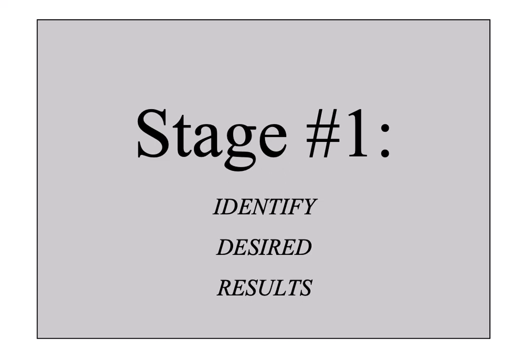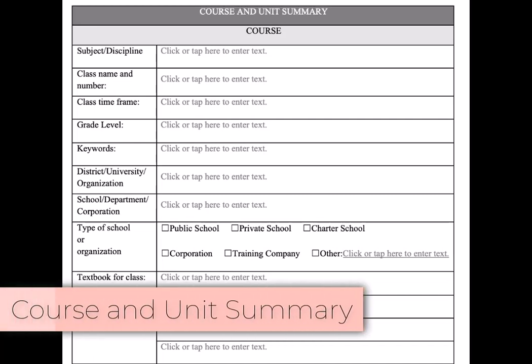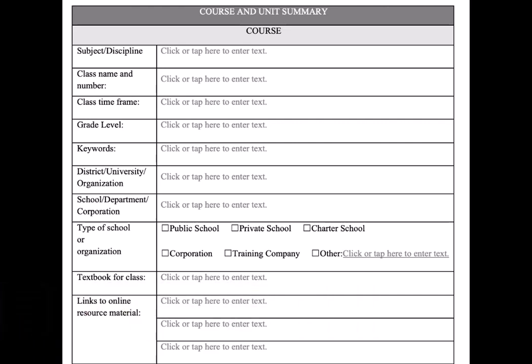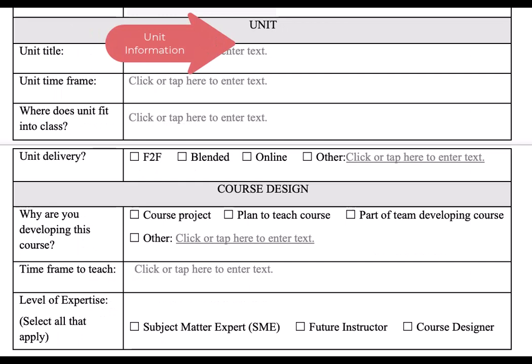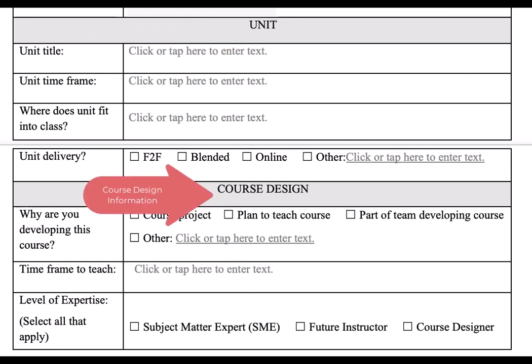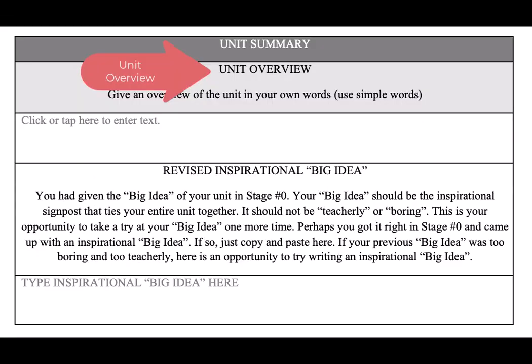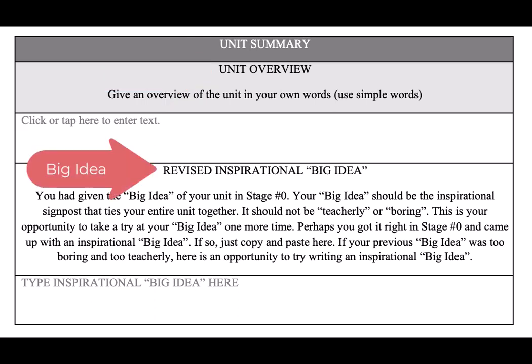The first section in Stage 1 is the course summary. This section is specific to the unit that is being taught. This section tells us all about who this unit is being designed for and why. This section goes through course information, unit information, specific course design information, as well as unit summaries such as overviews and the big idea for the unit.